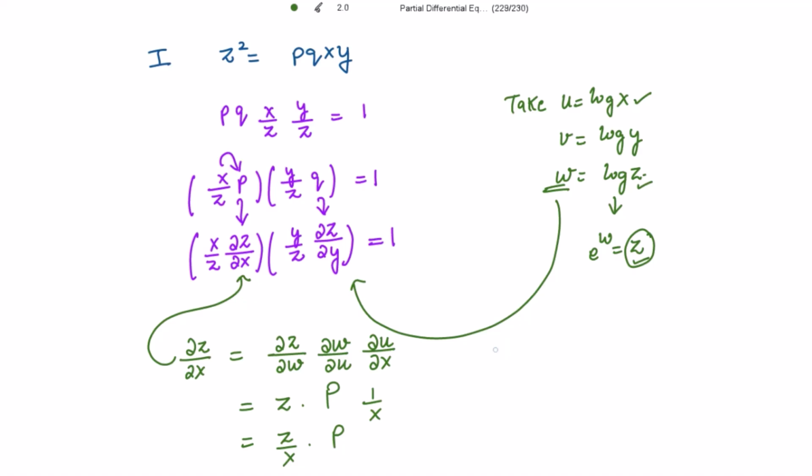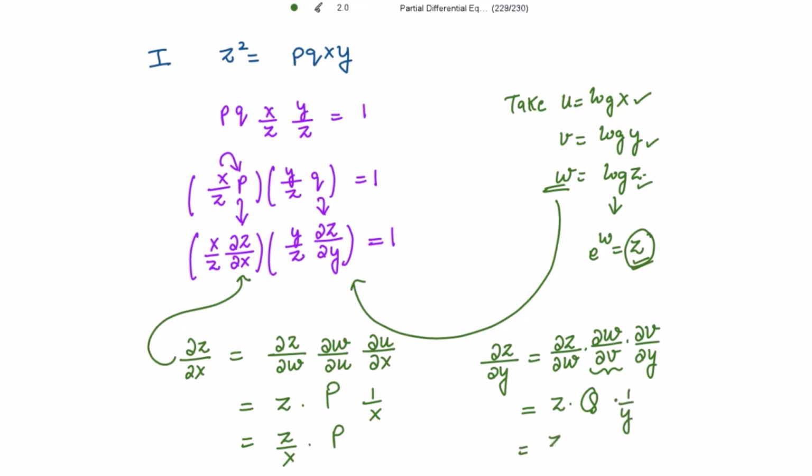Similarly, we can have the partial derivative of z with respect to y equal to the partial derivative of z with respect to w, the partial derivative of w with respect to v, and the partial derivative of v with respect to y. So differentiating z with respect to w, we get e to the power w, the same, so it is z. We cannot differentiate this, so we take this as capital Q, and differentiating v with respect to y, we get 1 divided by y. So this is z divided by y into Q. So let's put this value also over here.